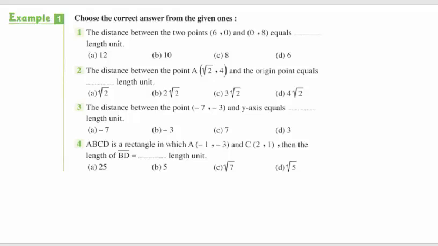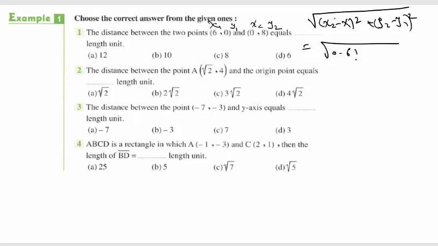The distance between the 2 points (6, 0) and (0, 8). As you know, this is 6 and 0, x1 and y1, and 0, 8, x2, y2. To find the distance between 2 points, let's remember that our rule was the distance equals the square root of x2 minus x1 to the power of 2 plus y2 minus y1 to the power of 2. So I will do it like this: 0 minus 6 to the power 2 plus 8 minus 0 raised to the power of 2, which will be equal to 10.